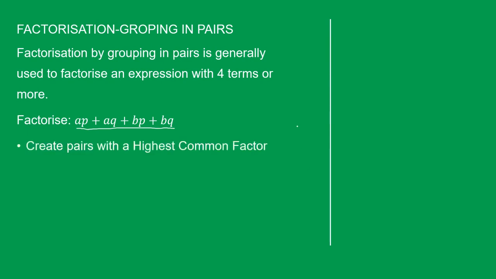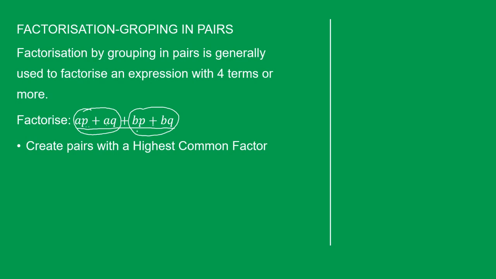What you do is create pairs with the highest common factor. We have pairs: the first pair, term 1 and term 2, then term 3 and term 4. The first term and second term have a common factor, which is A. Then the third and the fourth have the highest common factor also, which is B. It should be the highest common factor, not just a common factor.